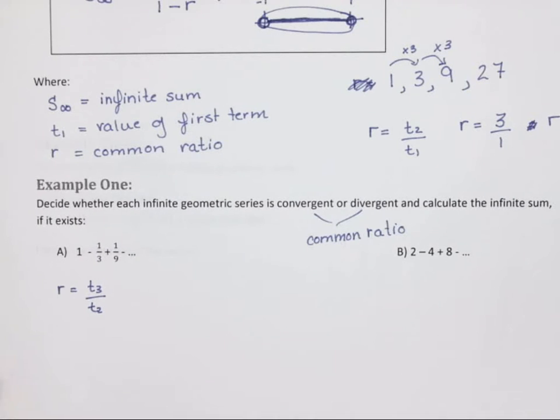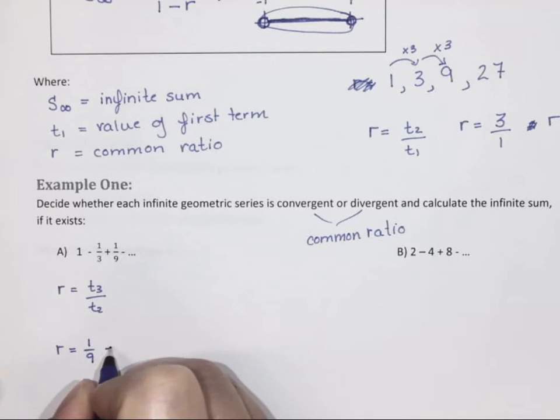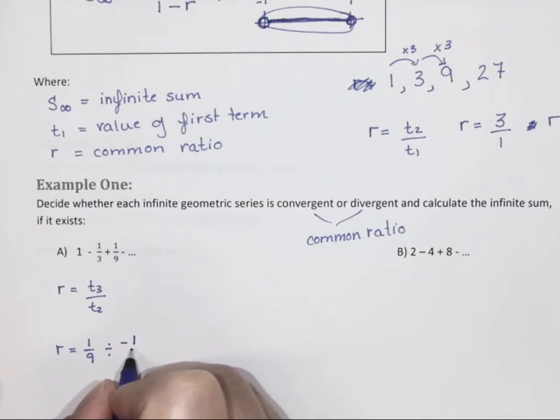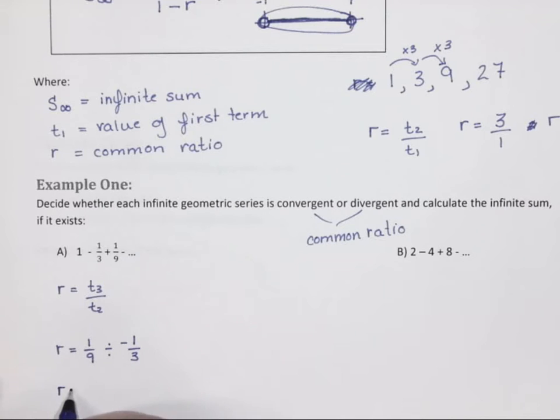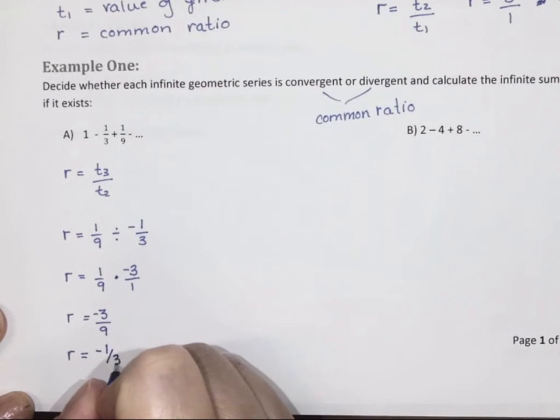It doesn't matter which set you take, but it has to be T3, then you divide by the term that comes before it. So I'm going to have a positive 1/9 divided by a negative 1/3. So the ratio is going to be 1/9 times negative 3 over 1. So R is equal to a negative 3 over 9. We're going to reduce that fraction. Sorry guys. So that's going to be negative 1/3.